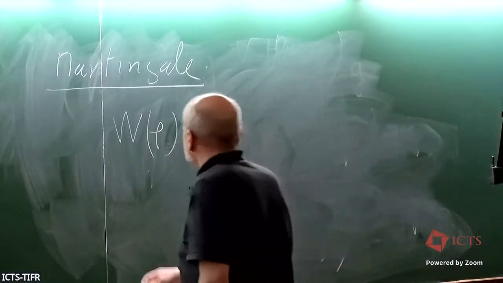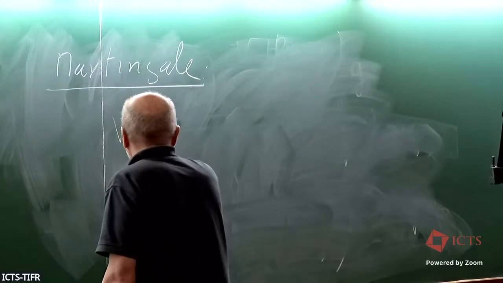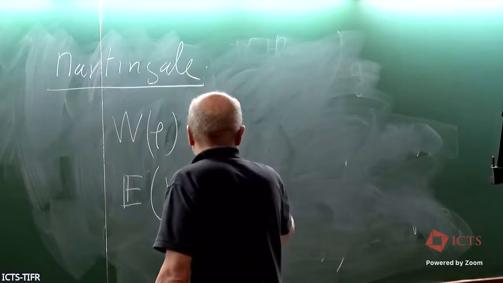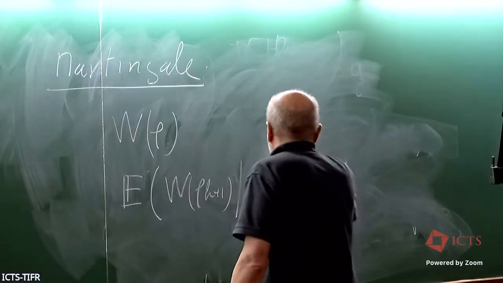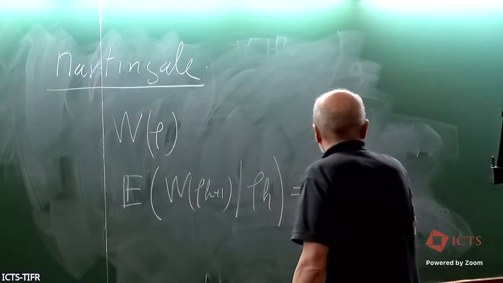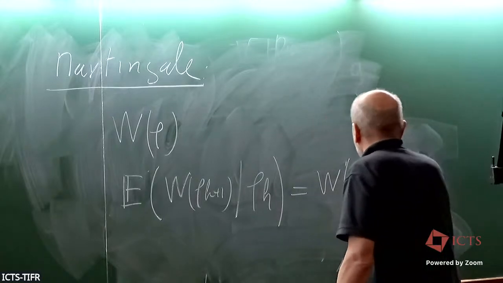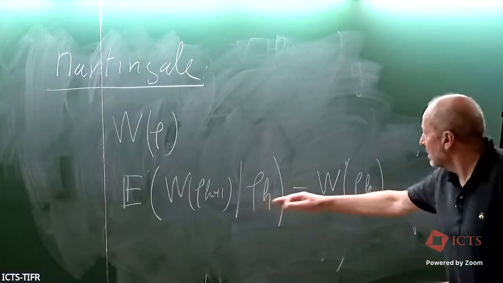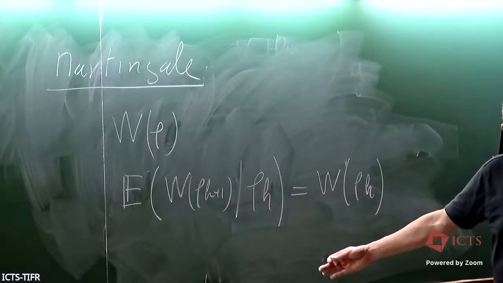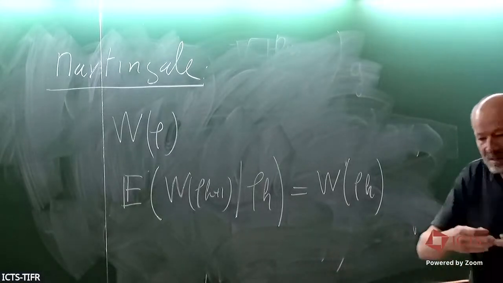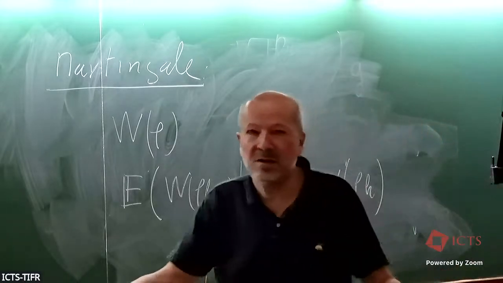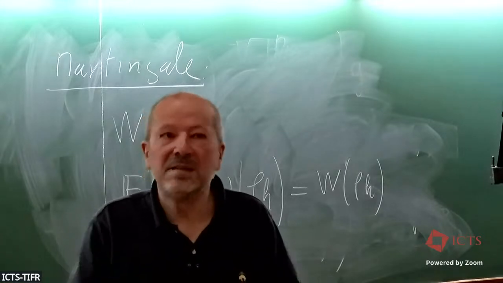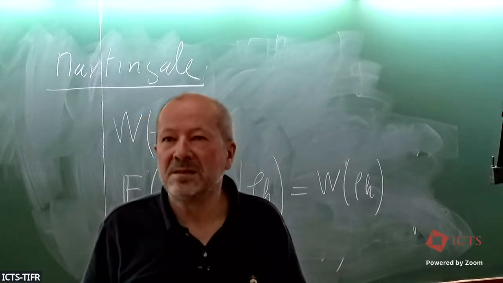And a martingale is, by definition, something where the expectation of W of rho k plus 1, knowing rho k, is equal to W of rho k. Just this, the definition. It is constant, but in average, because you have a stochastic system. It is typically the analog of a first integral for a dynamical system: something which is invariant, but invariant in average for the dynamics.